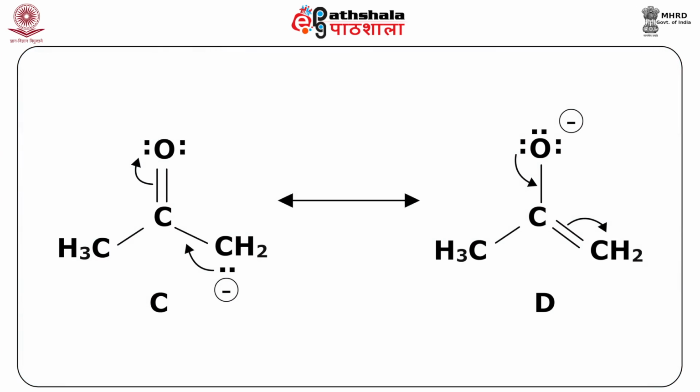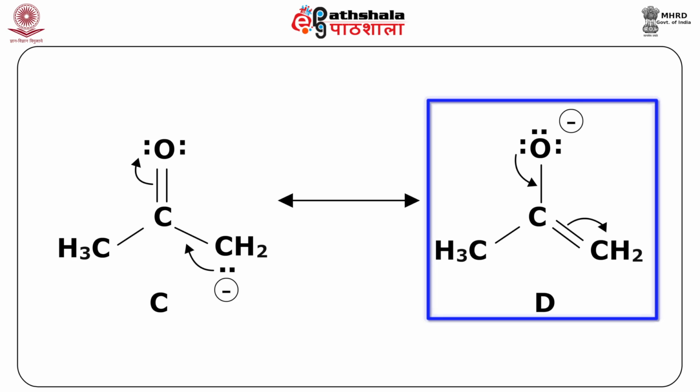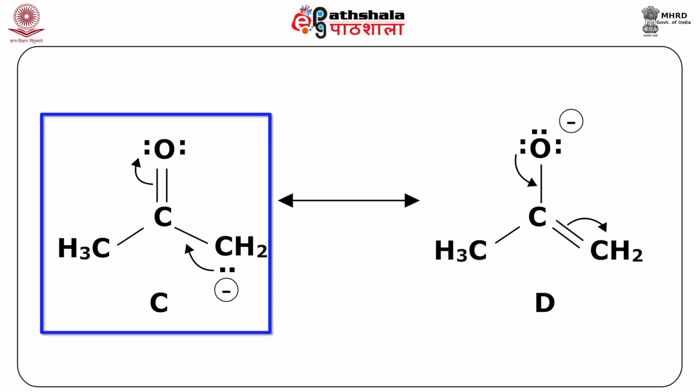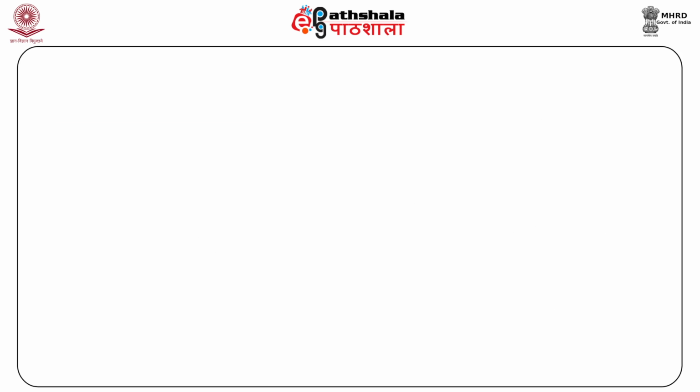For example, look at these two particular species C and D, which are resonating structures, and out of C and D, it is D which is more stable, as the electronegative oxygen atom is having negative charge in case of D, but in case of C, it is the electropositive carbon which is having a negative charge.